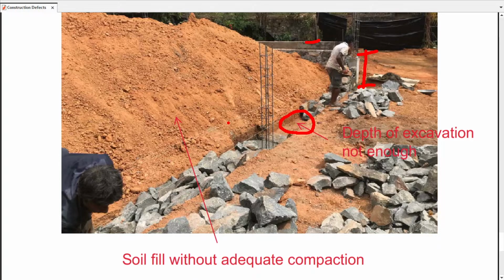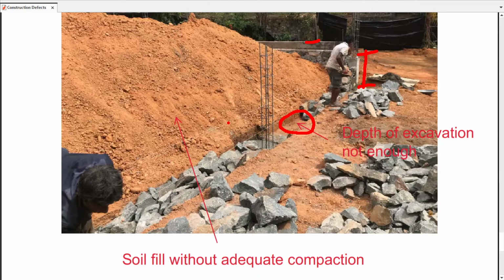So generally you may fill up to 300 millimeters, then you do the compaction, then again you fill another 300 millimeters, then you do the compaction. Likewise, we have to repeat this process. You should not fill the whole thing at once and do the compaction only once. That is not the correct practice. And also, if you do it that way, there will be an issue.